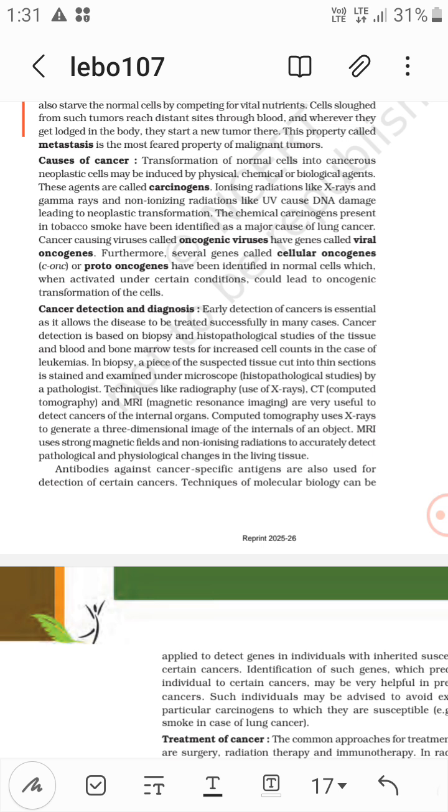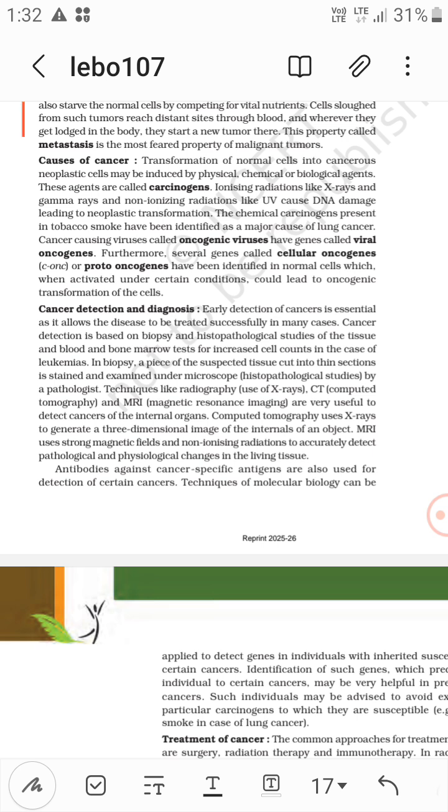Techniques like radiography, that is the use of X-ray, CT, computed tomography, and MRI, magnetic resonance imaging, are very useful to detect cancers of the internal organs.